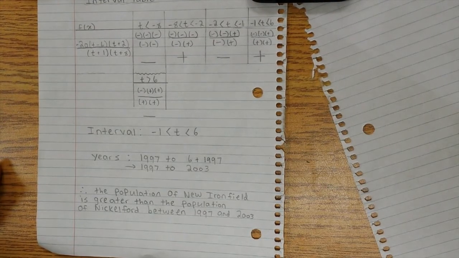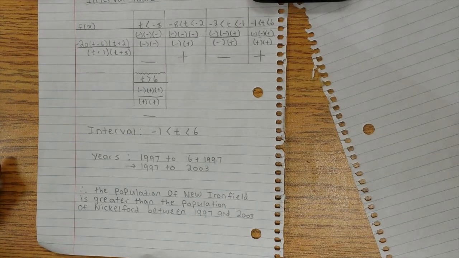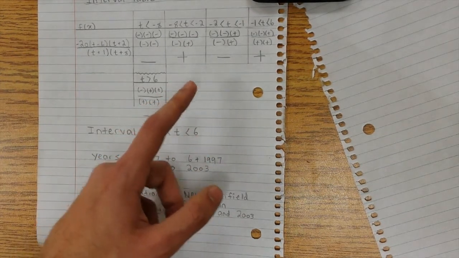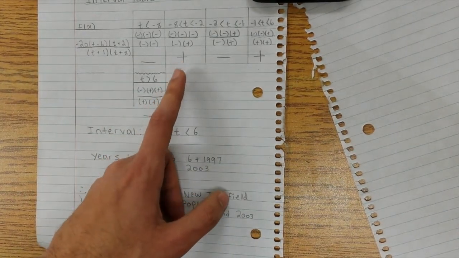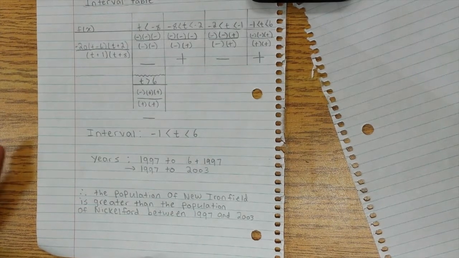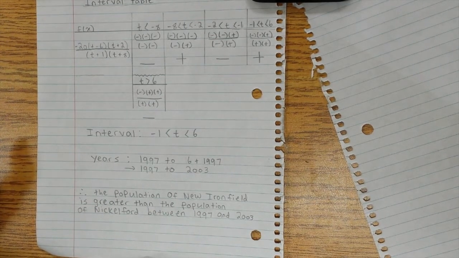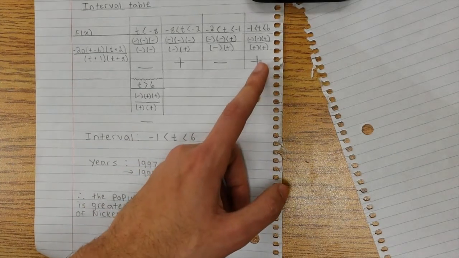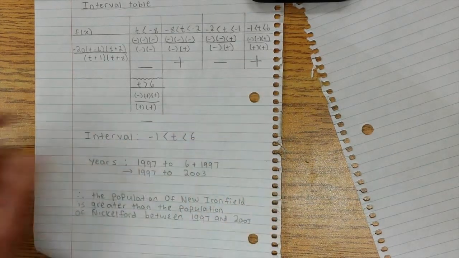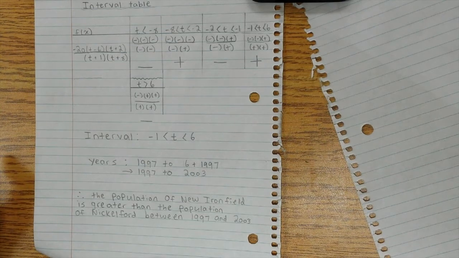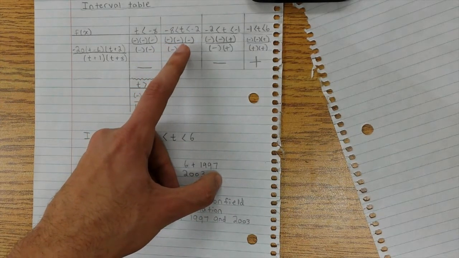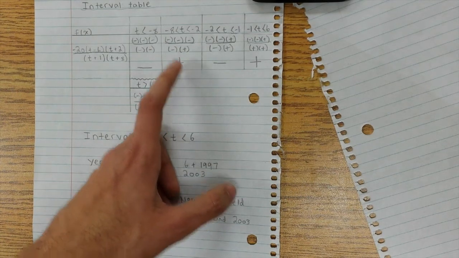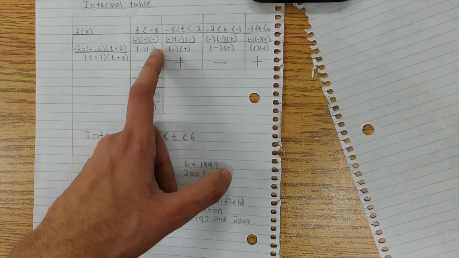Now the question asks when it's greater than the other city. So we would find the intervals that are positive, since it's greater than 0. We can see that the two intervals where it's greater are t greater than minus 8 and less than negative 2, and t greater than minus 1 and less than 6. But the model is only valid for t years when t is greater than 0. So the interval from minus 8 to minus 2 is positive, but both values are less than 0, so we can't use that one.